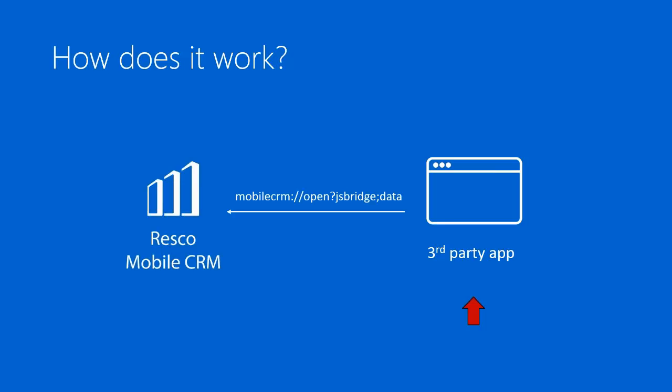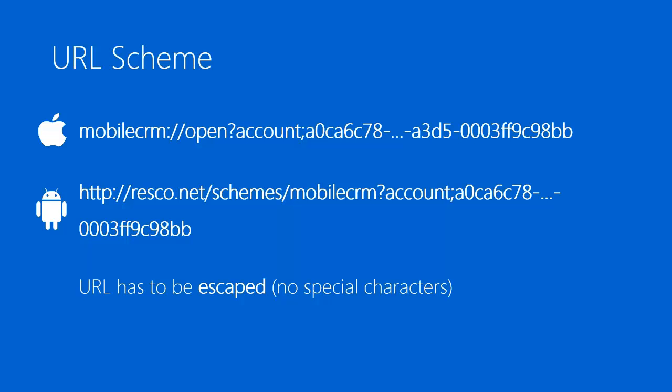And once, for example, the quote is created, it sends back the data using a special URL. This time it is a URL that our application has registered, that it is processing, and it looks something like JS bridge and so on. I will explain that in a couple of moments. And then the process will continue in Resco Mobile CRM.